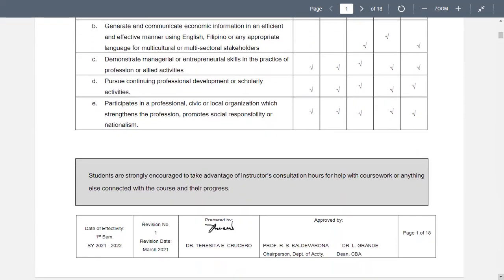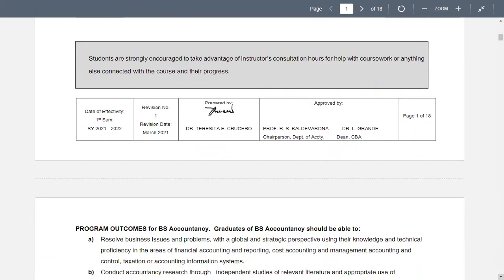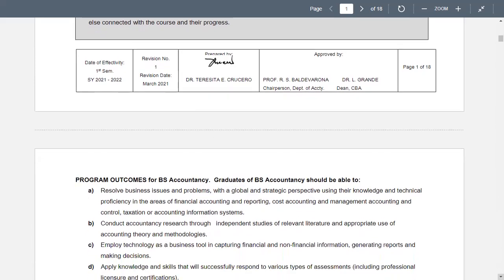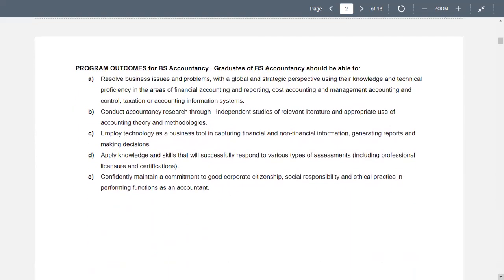So take note of these very, very important outcomes which you are going to practice not only now but after graduation. Students are strongly encouraged to take advantage of the consultation hours. Now, actually, the syllabus that we are using now is the latest revised edition that will be applicable beginning this semester. Okay, so we have now the program outcomes.